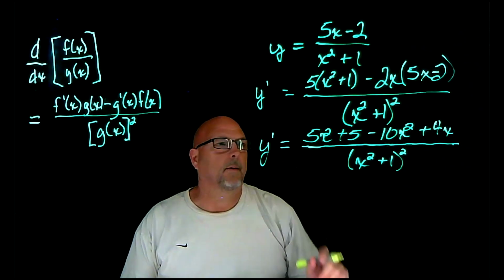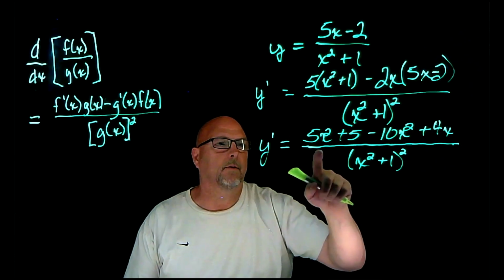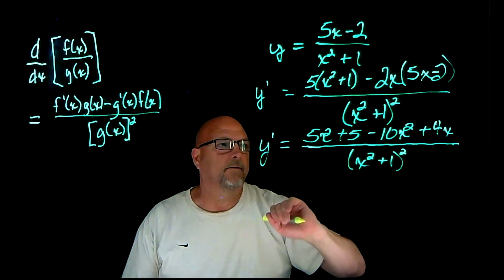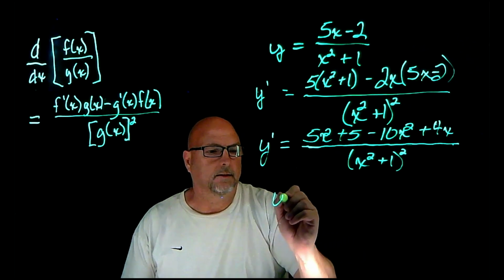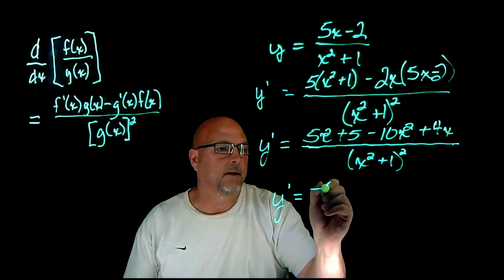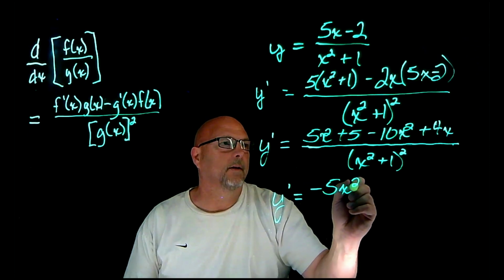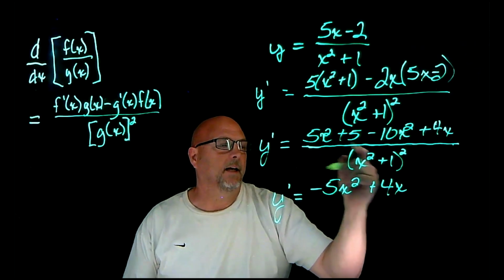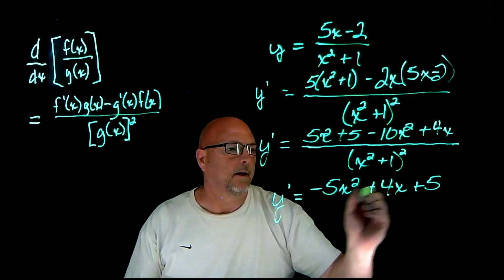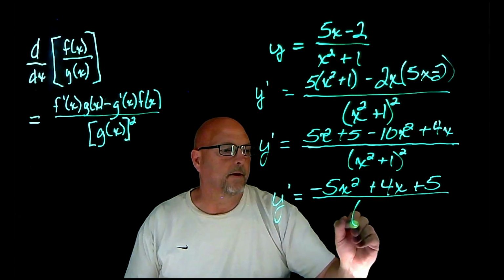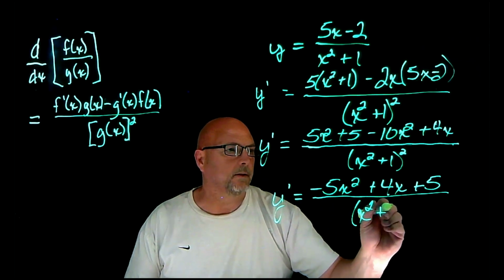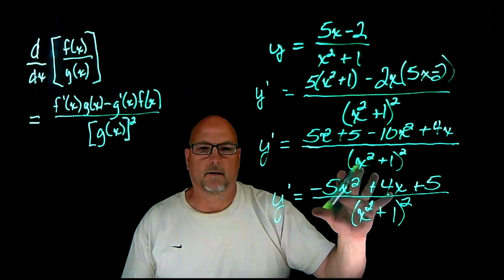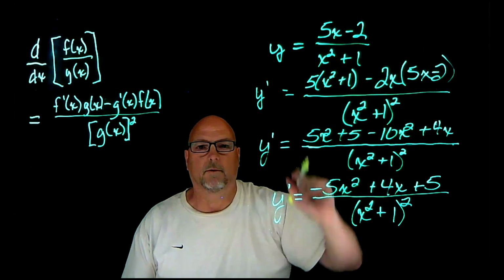The last thing we would do up top here is combine our like terms. I have an x squared here and an x squared here. So 5 and negative 10 gives me negative 5x squared. And then I have a 4x and a plus 5. And that would be all over this x squared plus 1, the quantity squared. And that, friends, is our first derivative using the quotient rule.